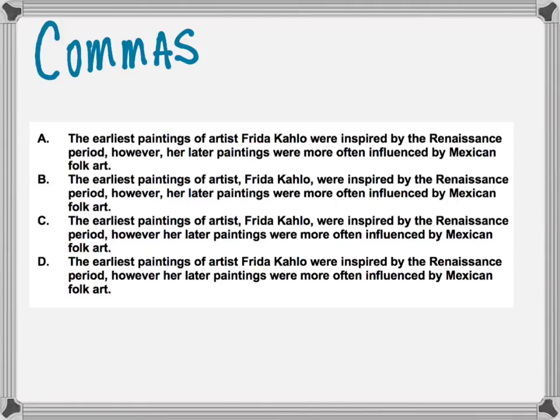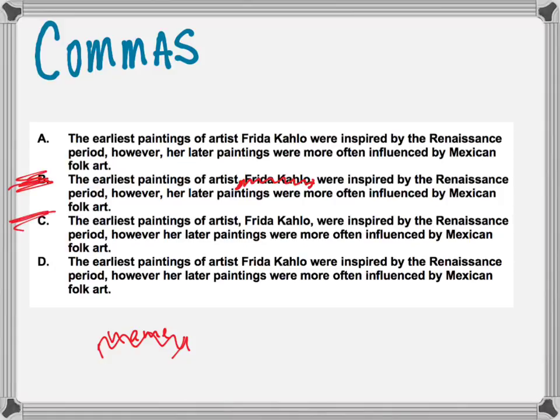We put a name in a set of commas if we can cross the commas and the name off, read through, and it's grammatically correct. Let's just look at B since we have the commas here. Let's cross this off and see if that works. If I said the earliest paintings of artists were inspired by the Renaissance period, I can't just say the earliest paintings of artists were inspired. So these sets of commas are not going to work.